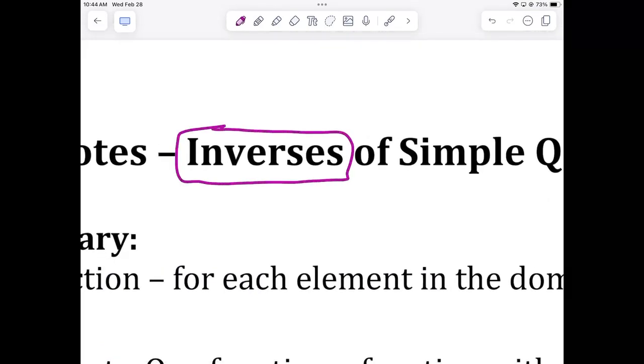Now, to look at inverses real quickly, y'all know about inverse operations, right? What would be the inverse operation of multiplication? Division, right? Because division undoes multiplication. What would be the inverse operation of subtraction? Addition. They undo each other. So that's what an inverse does. It undoes the previous function. We're going to look at functions, not just operations, but that's what an inverse function does. It undoes the work of the other function.